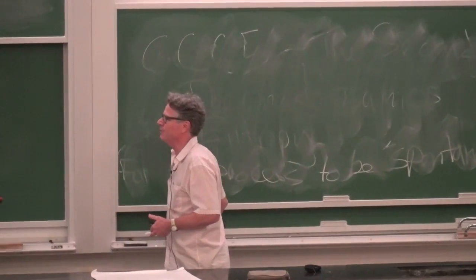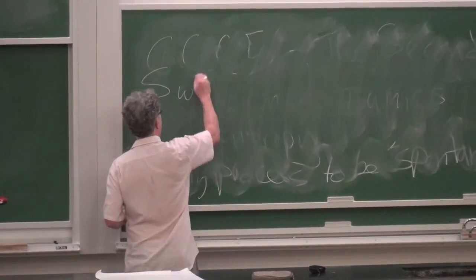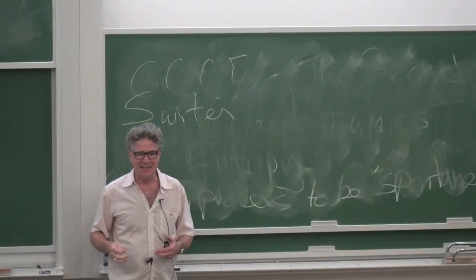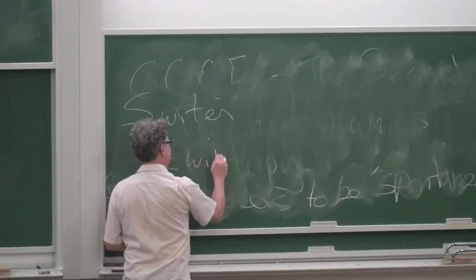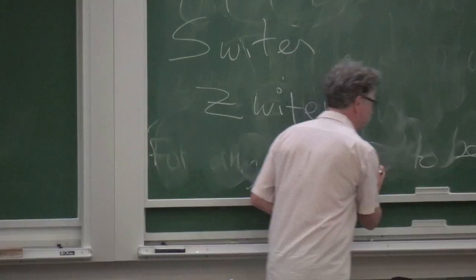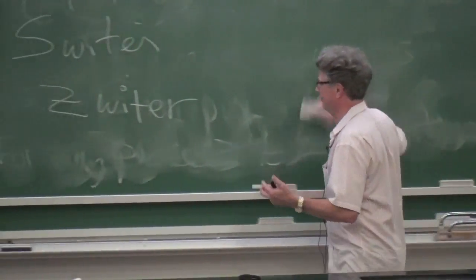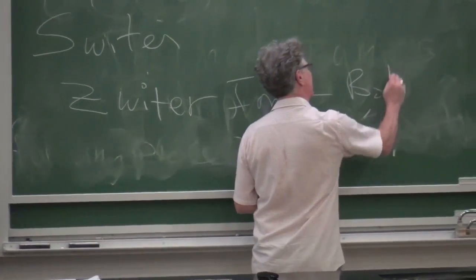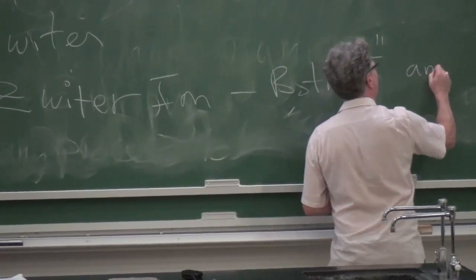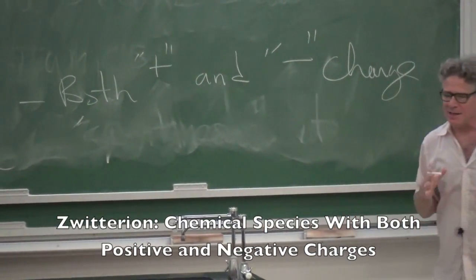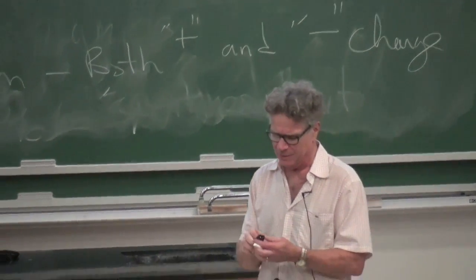Oh gosh, I'm not going to ask you to spell this. Zwitterion, German. Zwitter means to have both positive and negative charge. So a zwitterion is any chemical species that has both positive and negative charge. And so that head group there, that ball that you see, it's a zwitterion.